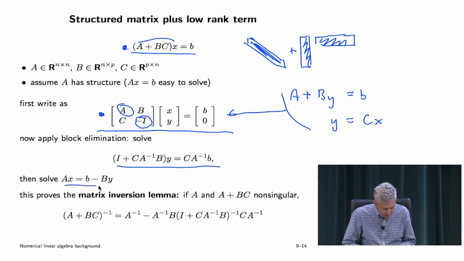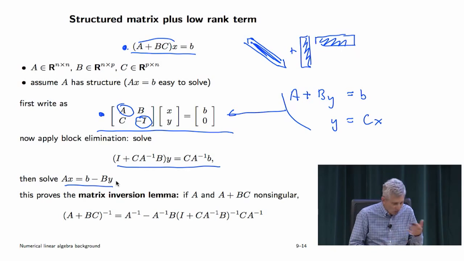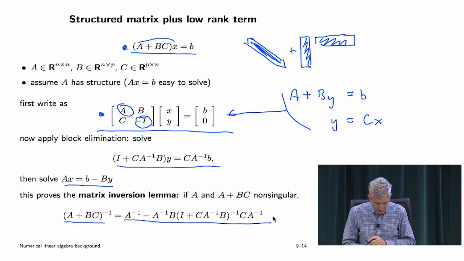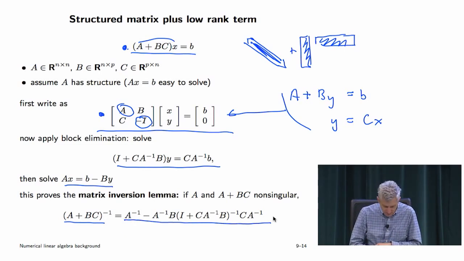And you get this. Now, then you solve for Ax. Once you get y, you get x, okay? And you can actually write this out just purely mathematically, and it comes out to be this. (A + BC) inverse is A inverse minus, and then this big old thing over here, okay? It's very famous, it's got all sorts of names. Matrix inversion lemma, I think, is a nice one.